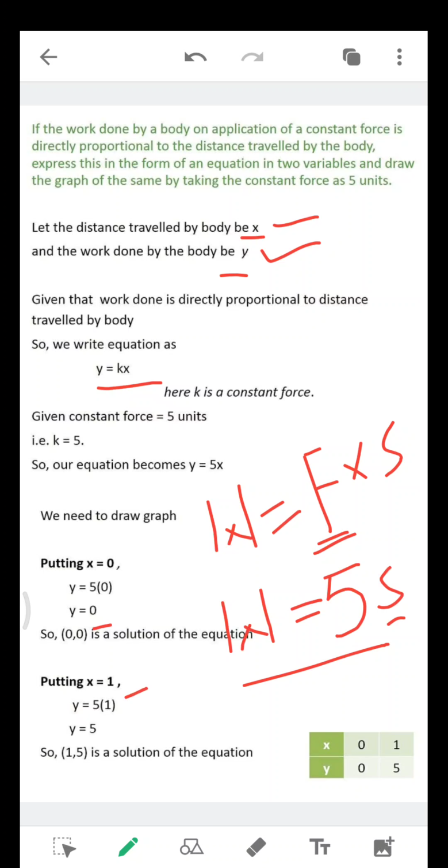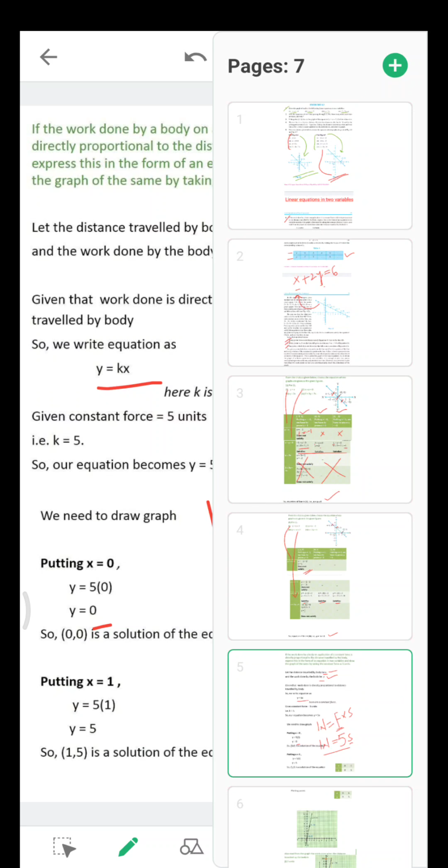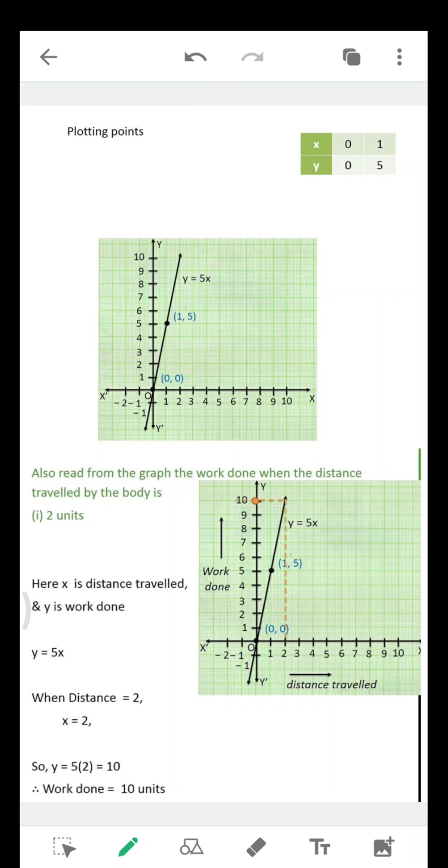And if you take x is equals to 1, that is S is equals to 1, you get y is equal to 5. So we'll find two solutions of this and plot the graph for it. 0, 0 and 1, 5 come here. After plotting the points, we join the line and we get the graph of this.